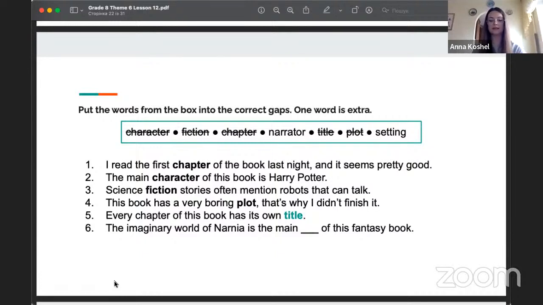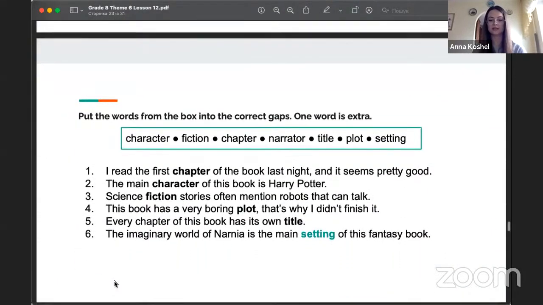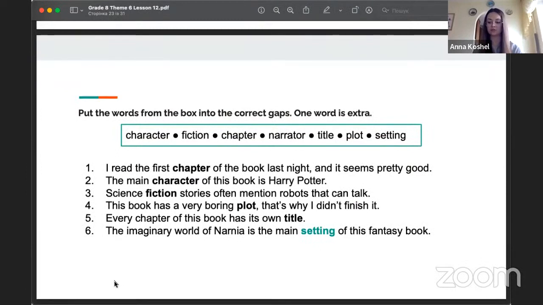Okay, that's definitely setting, because narrator is somebody who tells the story. Narnia doesn't tell the story by itself. Так, Narnia не розказує історію. Вона не є сторітелером або оповідачем, це є просто circumstances, так, setting, там, де відбуваються події. Це таке навколишнє середовище. So that would be the main setting of the fantasy book.